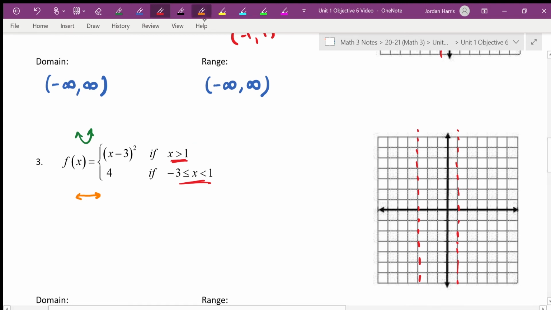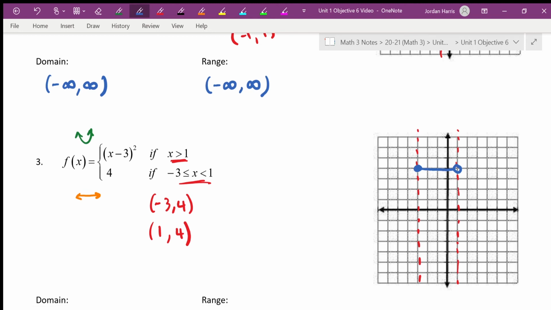Okay. So I'm actually going to deal with this horizontal line first because it's really easy. If I plug in negative 3, I get out 4. If I plug in 1, I get out 4. Doesn't matter what I plug in, I'm always going to have a y value of 4. Okay, so I'm going to plot those first. So I have a closed dot at negative 3, 4, and an open dot at 1, 4. And it's just a solid line in between.